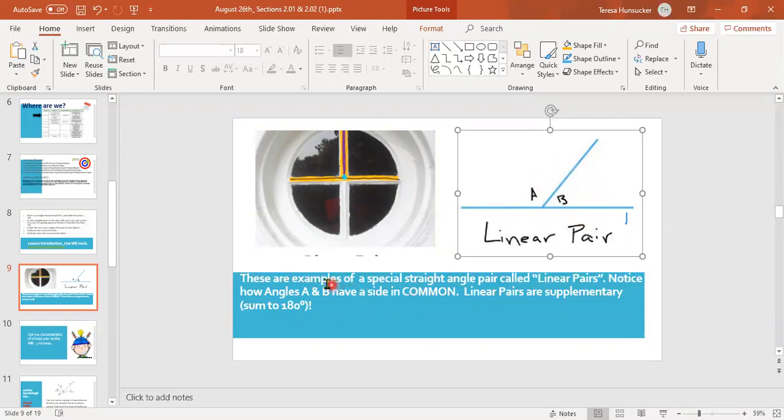So they have a side in common. Linear pairs are supplementary. We call these linear pairs. So this window here, the left upper portion and the right upper portion, they share that purple side.